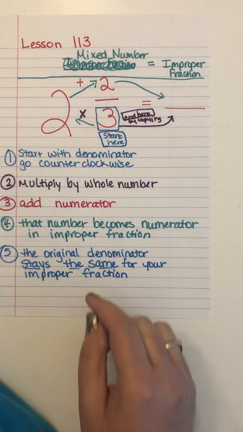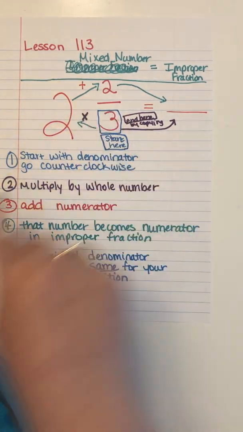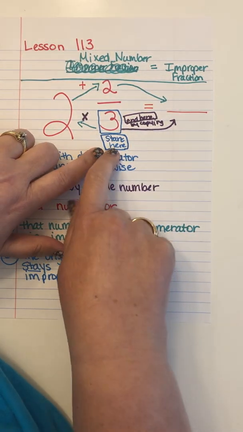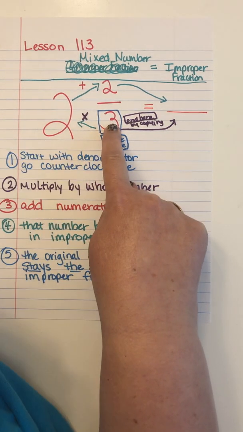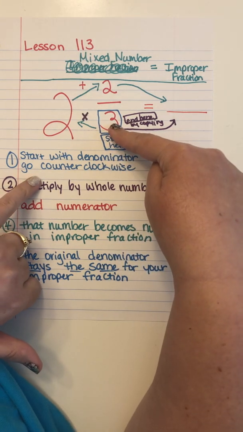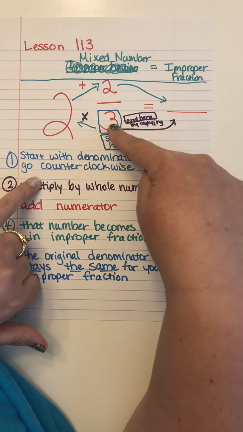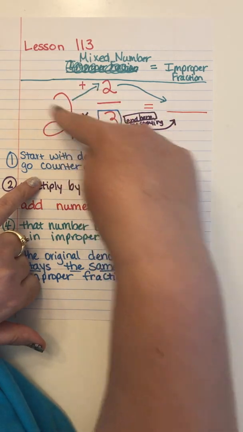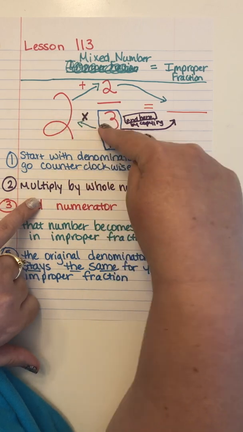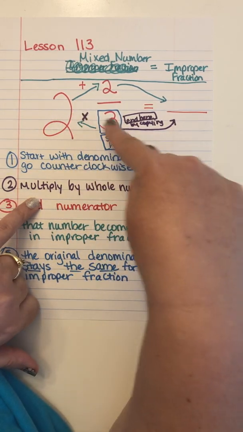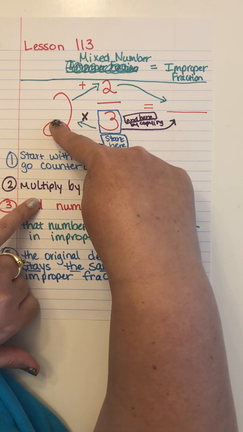Okay, so if you look, here's my mixed number, 2 2/3. I have a place here that says start here. So I'm going to start with my denominator, 3. Start with your denominator. Go counterclockwise. So I'm going to go counterclockwise to the left here. I'm going to multiply it by the whole number. So I'm going counterclockwise. 3 times 2 is 6.